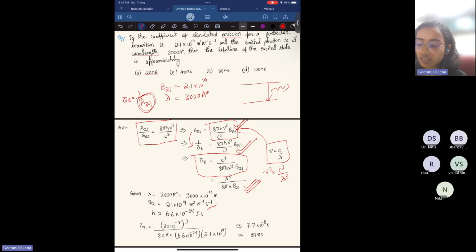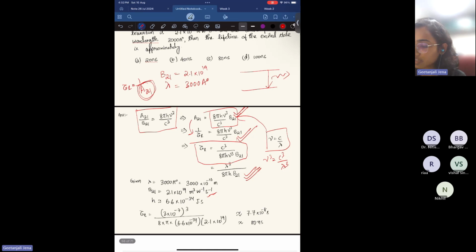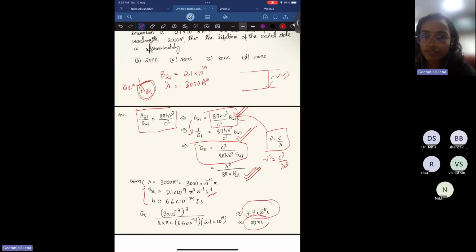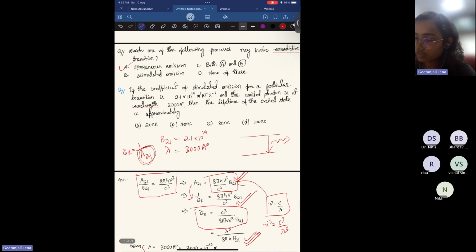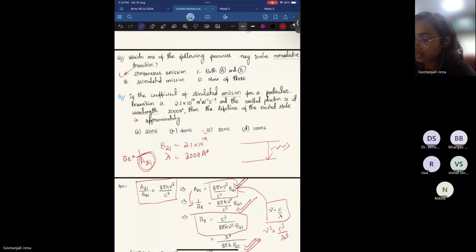So take care of the units, and if you put this expression, lambda is 3000 angstrom, B21 is 2.1 into 10 to the 19, and H is 6.6 into 10 to the minus 34, what you will get? You will get tau L is 7.7 into 10 to the minus 8, which is approximately equal to 80 nanosecond. So that means tau L, the lifetime of this level, is 80 nanosecond. So the answer is C.